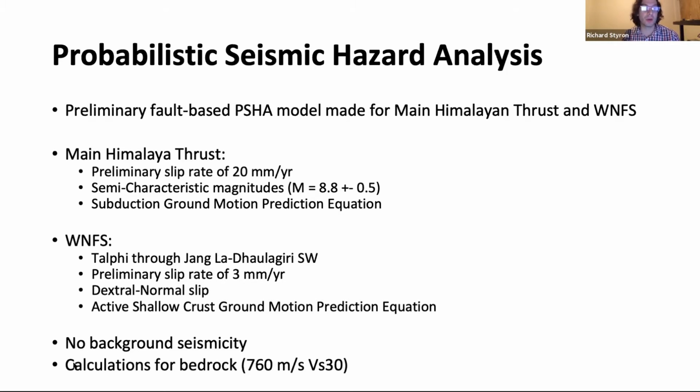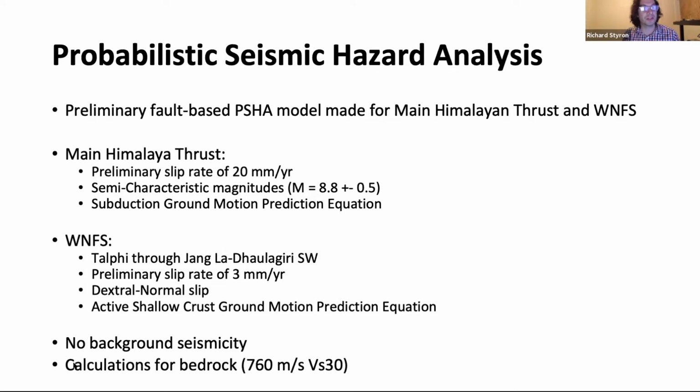And for this area, we've used active shallow crust ground motion prediction equations. These are relations that have high attenuation of seismic waves. They're suitable for areas of continental crust undergoing active tectonic deformation. I have not included background seismicity or distributed seismic sources in the model yet. We will get to this once we have the fault characterization done, which in our methods is the first step.